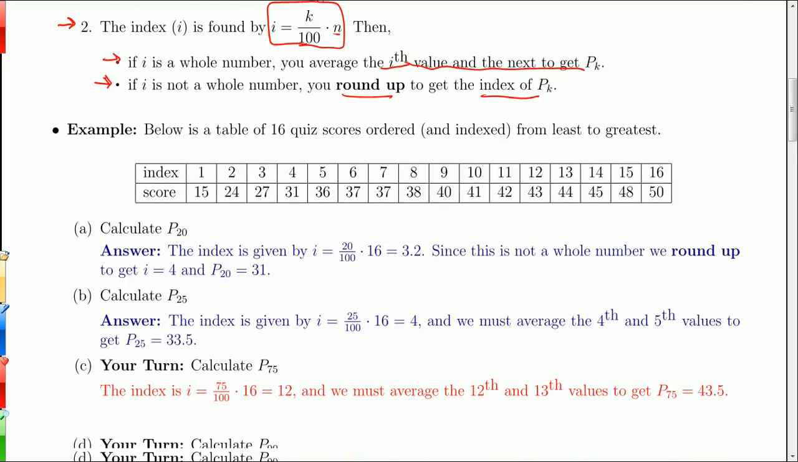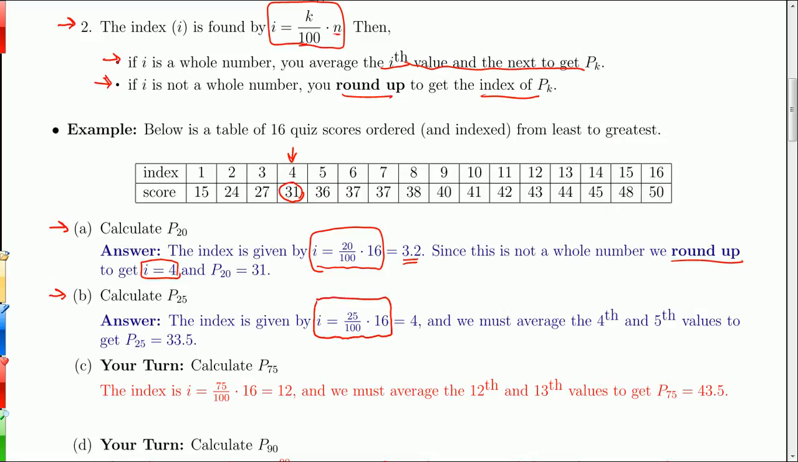Okay, so here's an example. I have 16 quiz scores, and I want to calculate P sub 20. The index is going to be 20 over 100, basically 20% times 16. So I'm looking for 20% of the scores, and there are 16 of them. That gives me 3.2. Since that is not a whole number, we round up, and 3.2 rounds up to I equals 4. When I say that's the index, I'm saying that it's this value, and the actual P sub 20 score is 31.